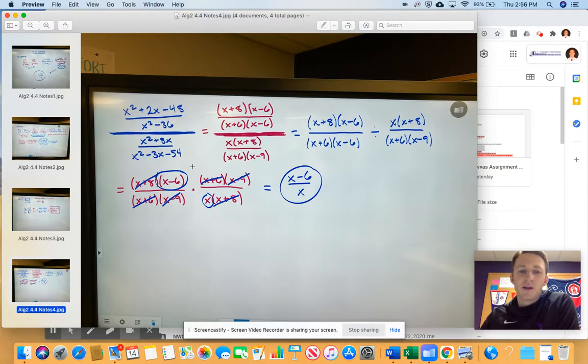So once we have done that, then we can just cancel anything on the top and bottom. So like, for example, we have 8x plus 8 and x plus 8, x plus 6, x plus 6, x minus 9, x minus 9, and what's left over? x minus 6 divided by x. This is a lot of factoring, and it's a lot of multiplication and just distribution.